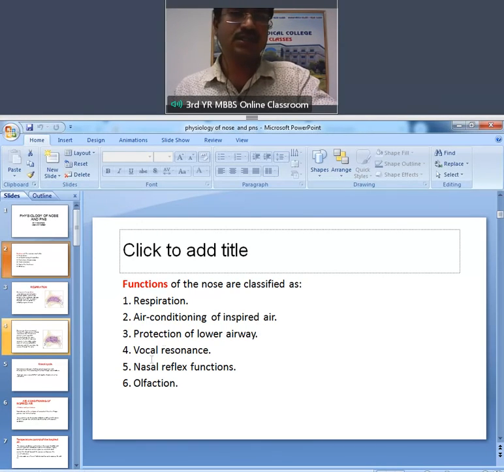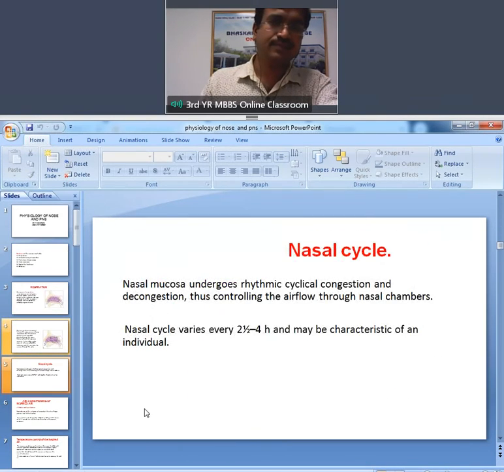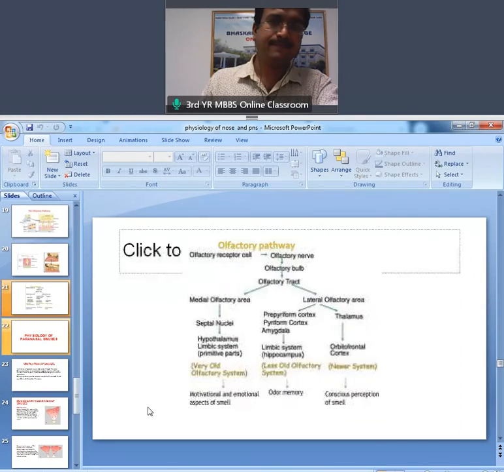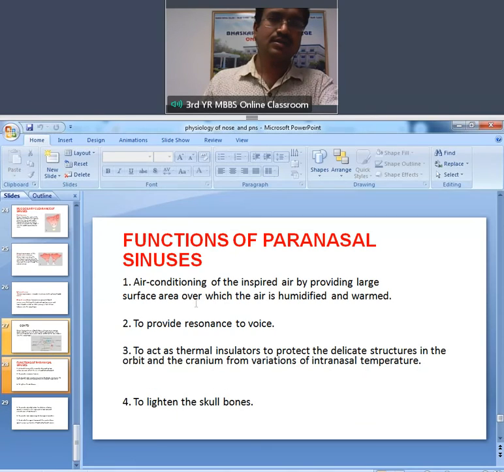Nasal reflex function is a protective function: secretions from the salivary glands and the gastrointestinal tract whenever there is a palatable food smell. Olfaction is smell perception through the olfactory epithelium. For the paranasal sinuses: air conditioning, same as the nose; resonance, same as the nose; and thermal insulation to protect the delicate structures in the orbit and cranium.